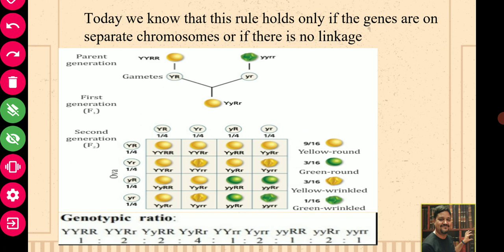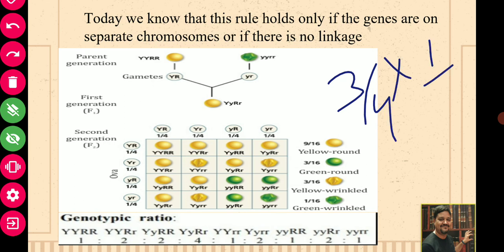Again, we can see for yellow and wrinkled. What is the probability of yellow? Yellow it will be 3/4, and wrinkled is recessive, so it will be 1/4. So what will be the total probability? 3/16. Here you can see 3/16.